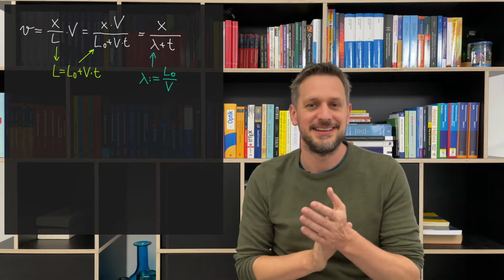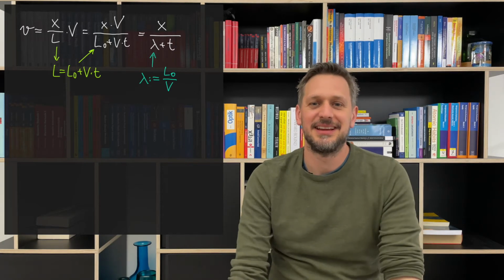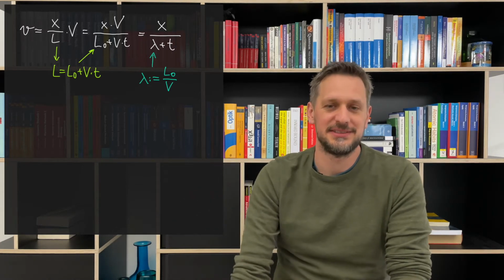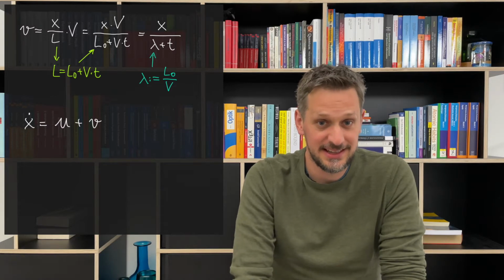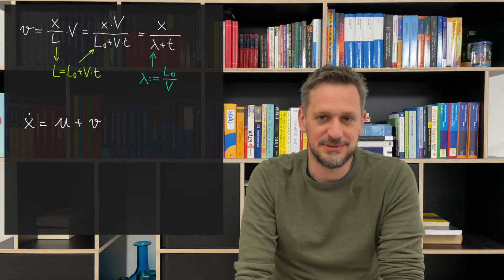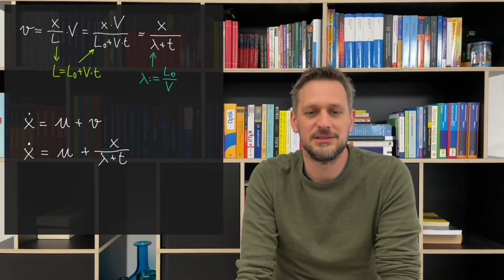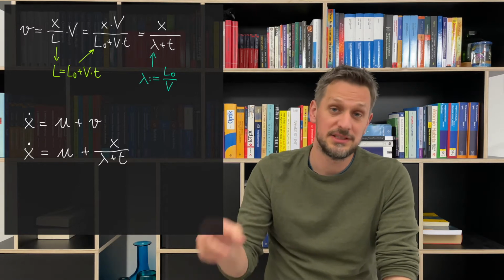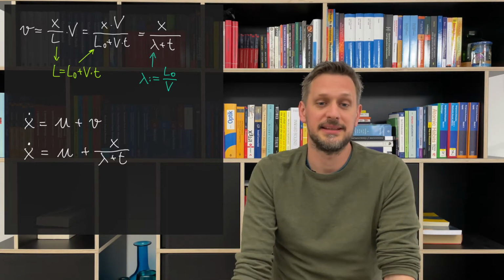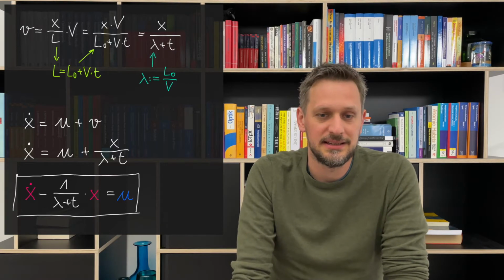So that was a lot of work already, and we can come back to our very first equation of the velocities and put in all the equations we found. This will give us x dot is equal to u plus x over lambda plus t, or arranged differently in terms of the variable x, x dot minus 1 over lambda plus t times x is equal to u.